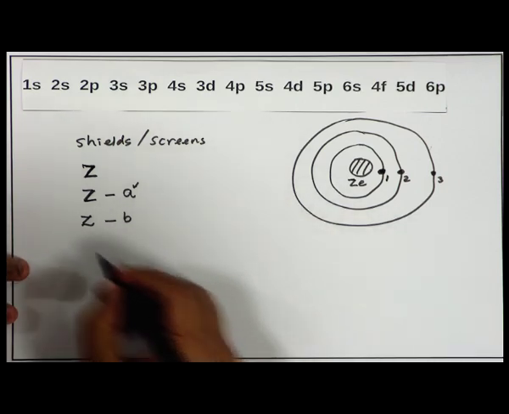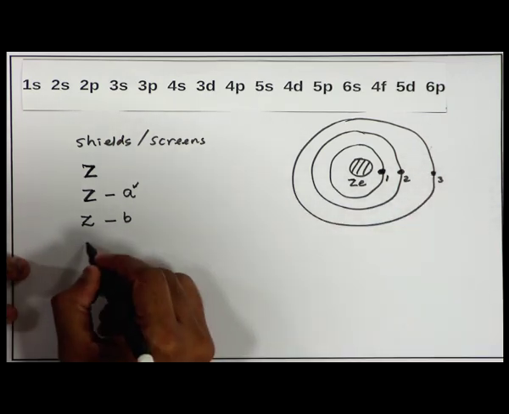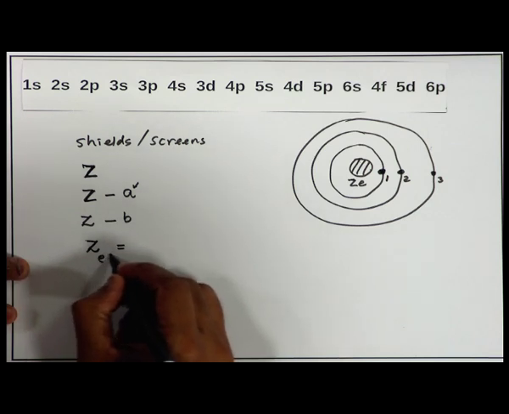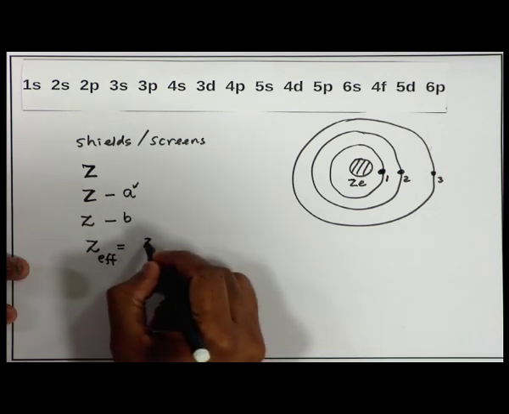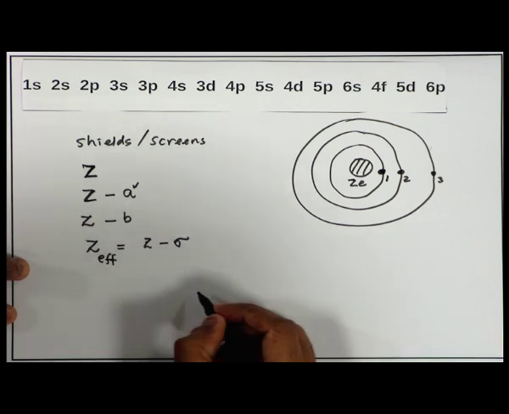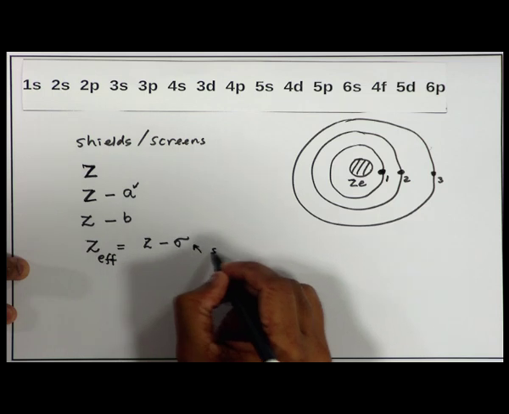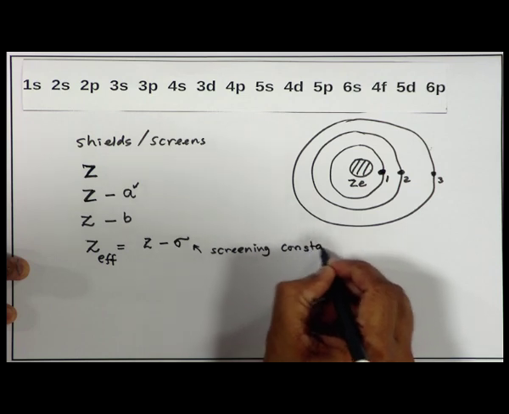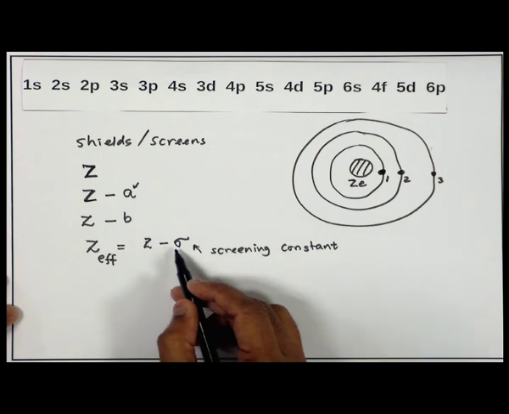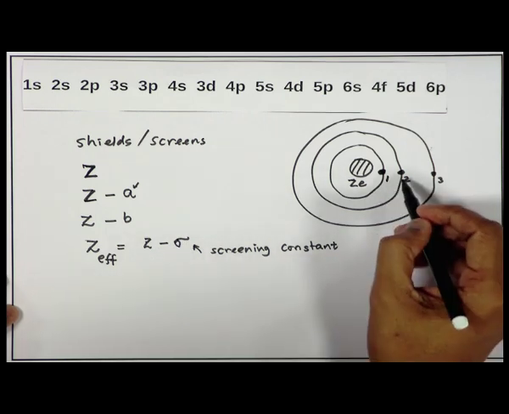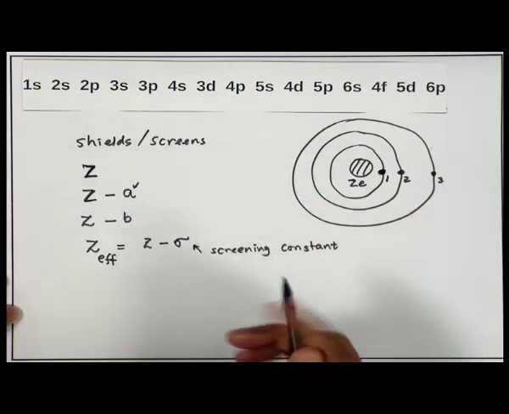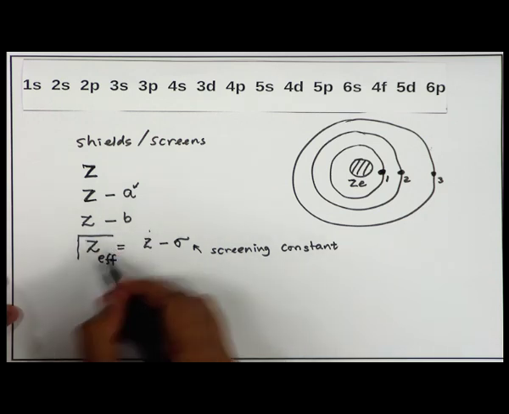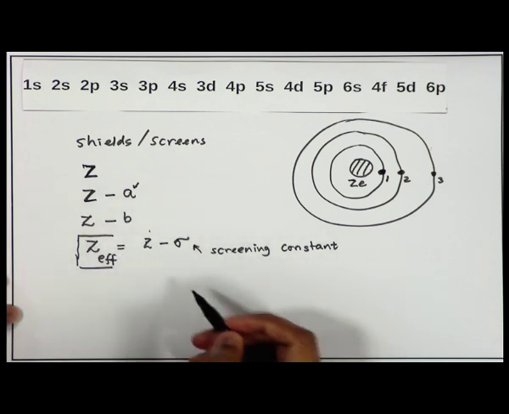In general, we can generalize that any electron actually does not see this value of Z nuclear charge, rather it sees what we call Z effective, which is given as Z minus sigma. This sigma is known as the screening constant. The sigma tells how much this particular electron is screened from the nucleus, and that electron sees the nuclear charge not as Z, rather Z effective, which is less than Z.